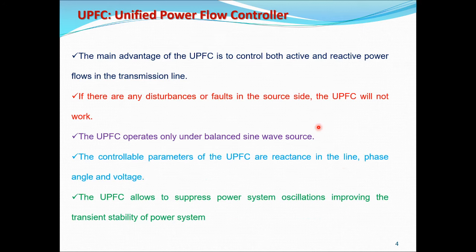Yeah, these are some more points you have to recollect in UPFC. The main advantage of UPFC is to control both active and reactive power flows in the transmission line. If there are any disturbances or faults in the source side, the UPFC doesn't work. UPFC is not applicable if disturbances or faults are there in the source side. UPFC operates only on a balanced sine wave source. The controllable parameters of UPFC are reactance, phase angle, voltage. The UPFC allows us to suppress power system oscillations, and thereby it improves the transient stability of the system.